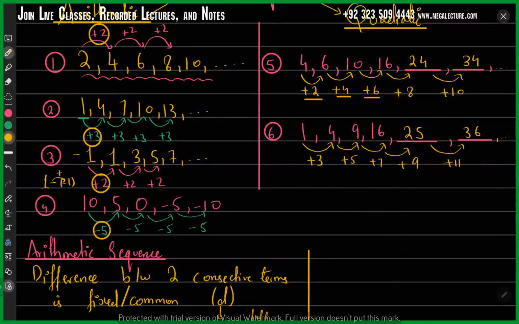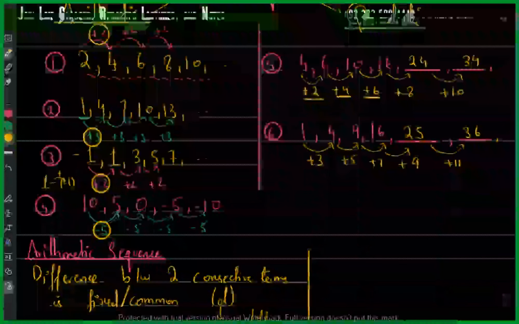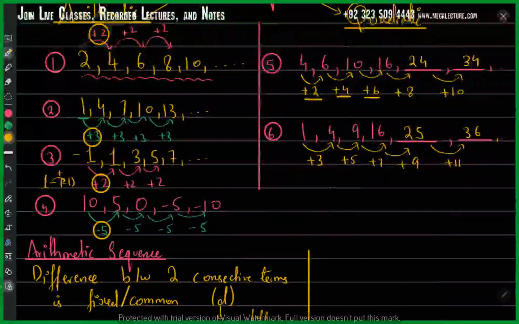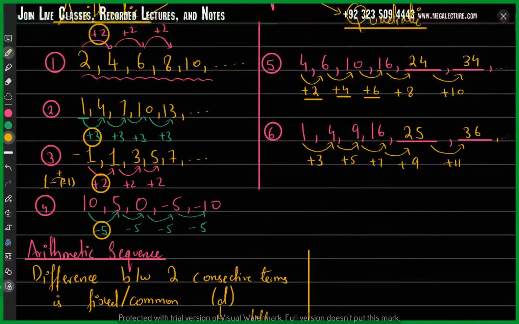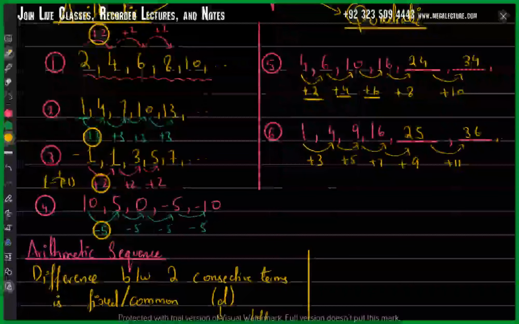Okay, so this is the idea in arithmetic sequence. We would be having a common difference, and this common difference would obviously be common between every two consecutive terms. This would get better in some time, do not worry.